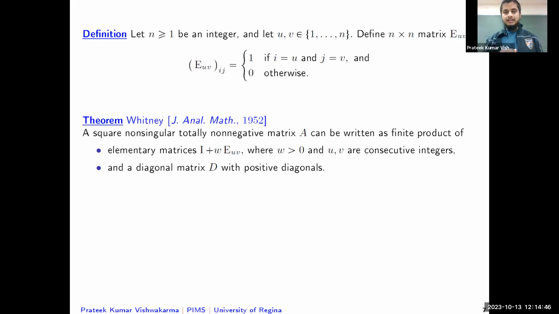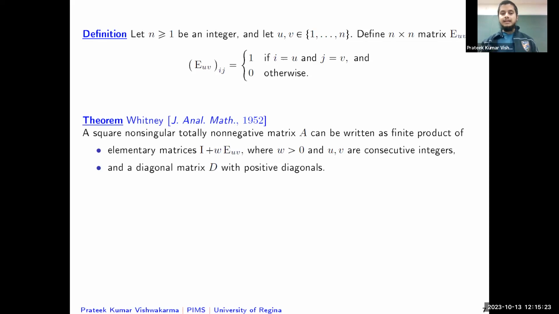Then it was proved by Whitney that if you pick any square non-singular totally non-negative matrix, then that totally non-negative matrix can be factorized into products of elementary matrices of the form identity plus W E_UV, where W can be any positive real number and U and V are consecutive integers. So they have to be either 1, 2, 2, 3 or 3, 2, something like that. So the matrix can be factorized into products of matrices like this and a diagonal matrix with positive diagonal entries.